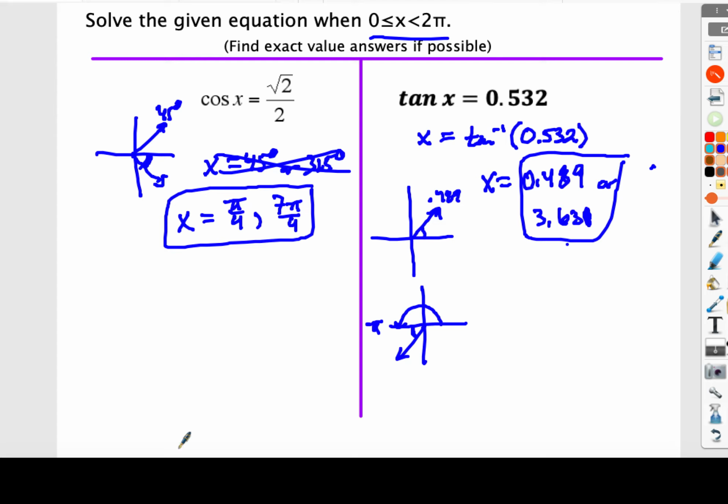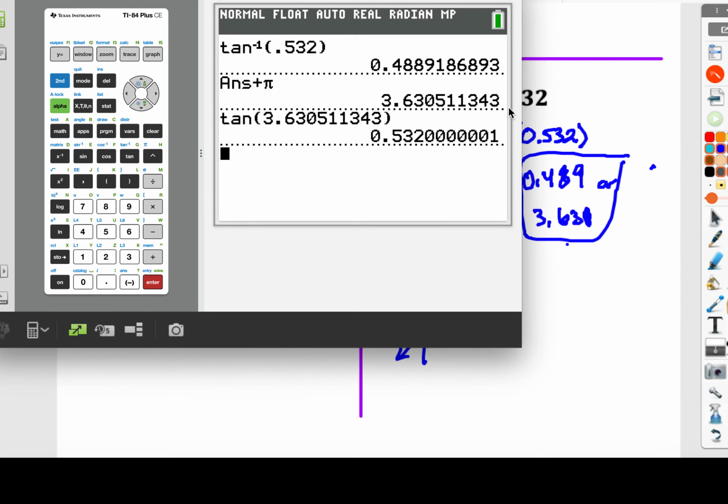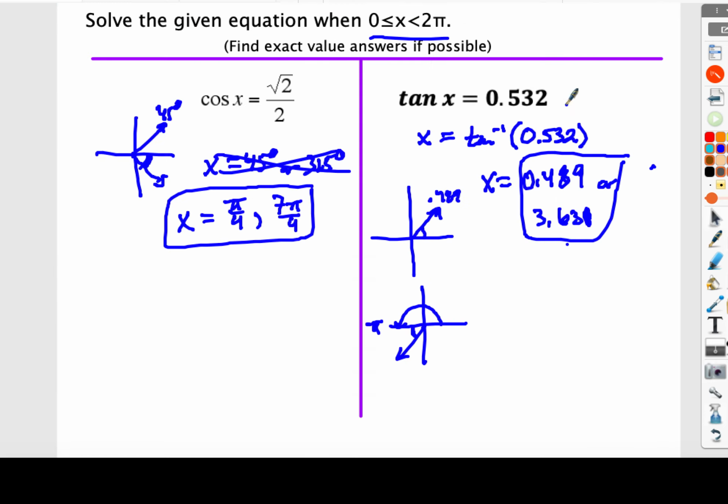And again, you can always double check them. The beauty of solving equations is we can always go back to our calculator and say, what is the tangent of that number? And you'll notice that it will come out very close. We used a rounded value here, right? The calculator rounded off to the nearest 9th decimal place. So again, we were fairly accurate out to almost 9 or 10 decimal places there. But notice we got 0.532 back as an answer.